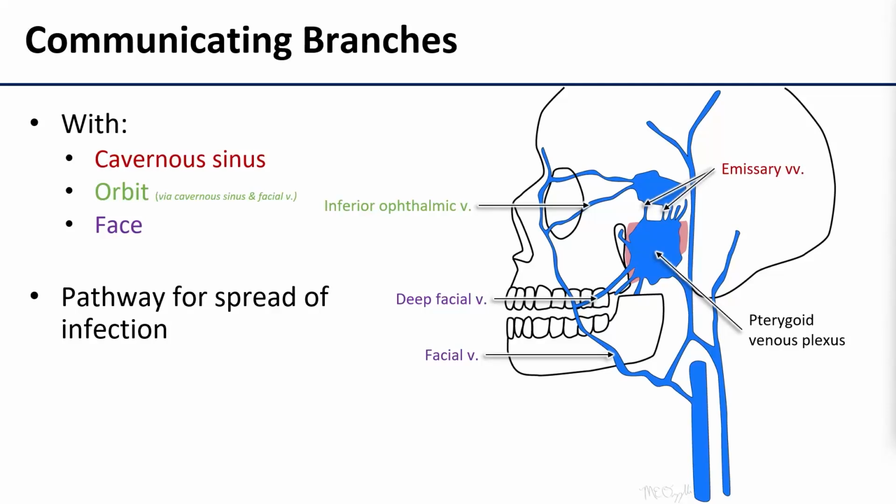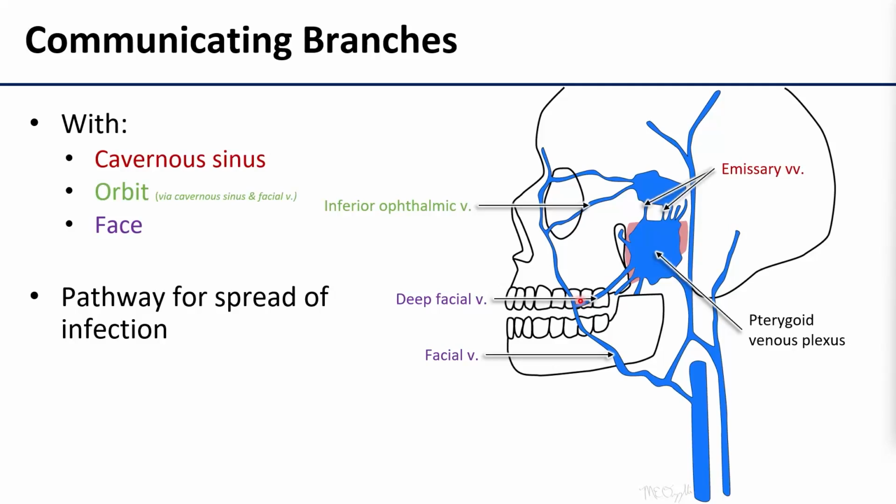It also has a connection with the facial vein via the deep facial vein. So here's your facial vein crossing the mandible, coming up onto the face, and the deep facial vein is a little bit deeper and runs into our infratemporal fossa here. And through both of these connections, through the emissary veins and cavernous sinus and through the deep facial and facial veins, we have additional connections up to the ophthalmic veins and the orbit here. Okay? The ophthalmic veins drain to the cavernous sinus here, but they also have connections to the facial vein here.